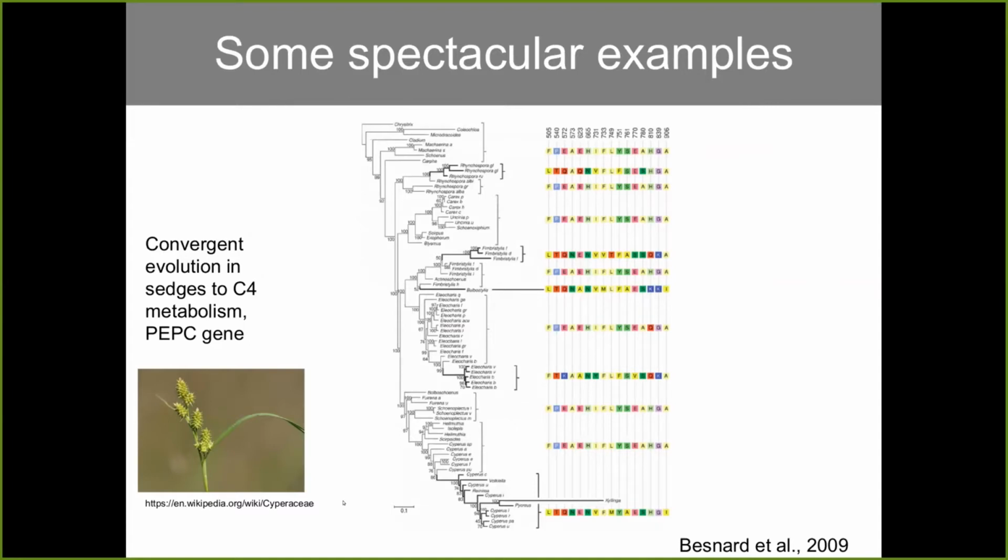Some of which are able to use the C4 metabolism, which is better for doing photosynthesis when you have high temperature and not much water around. And so several species in sedges have been able to acquire the C4 metabolism, and those species are represented in this phylogeny with thick lines. So you have one clade here, one clade there, one clade here, one clade there, one clade there.